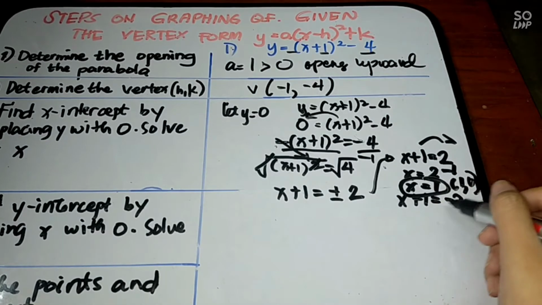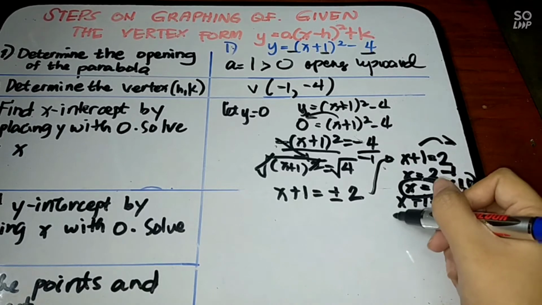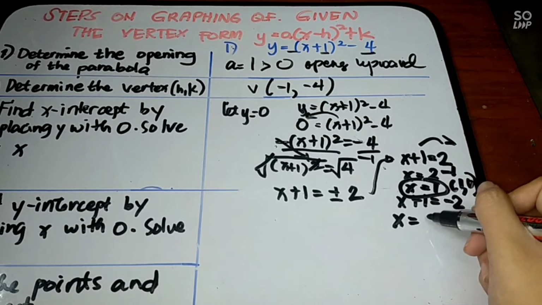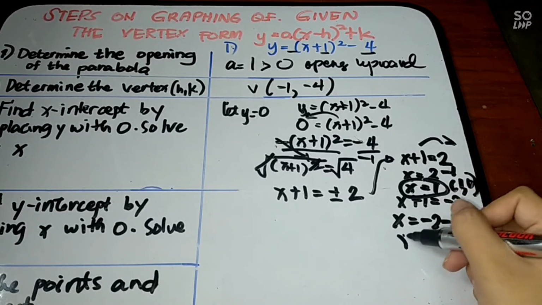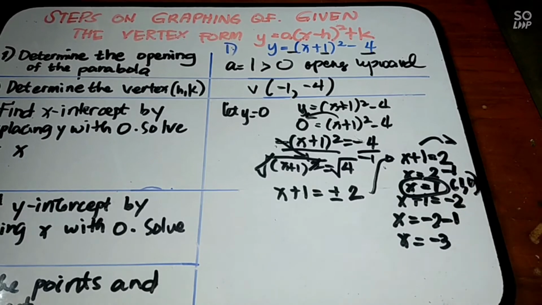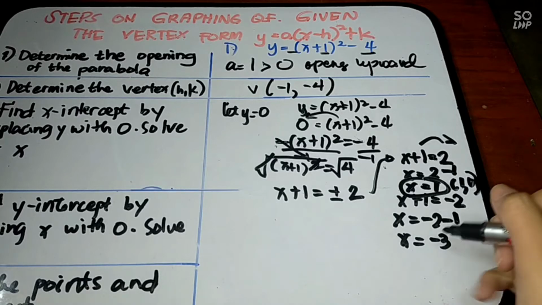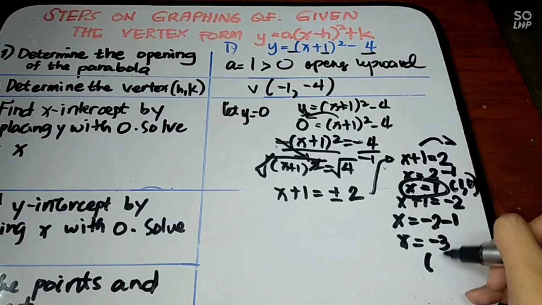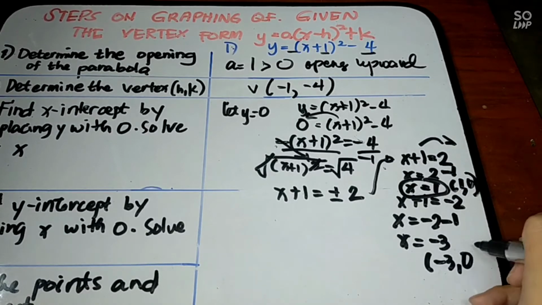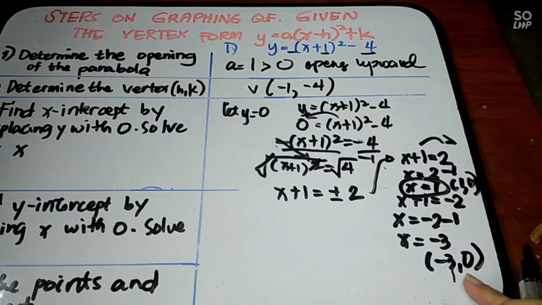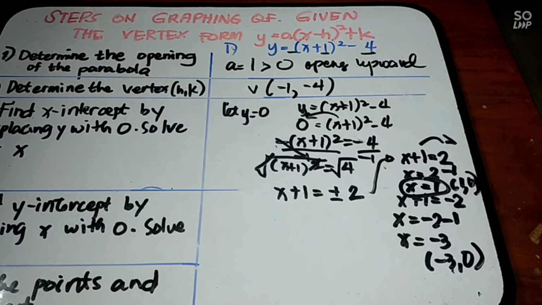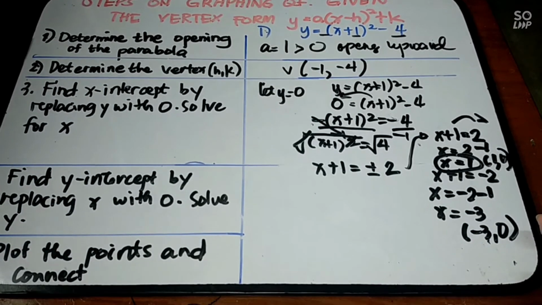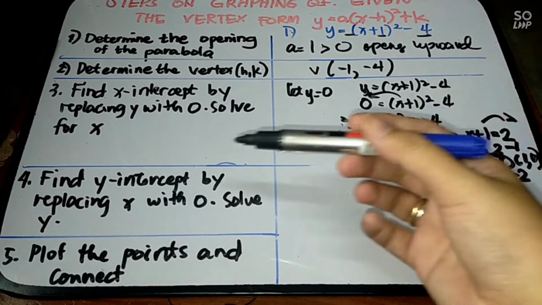Next tayo, ito, x plus 1 equals negative 2. So, solve. x is equal to negative 2. Yung negative 1, lipat mo, it becomes negative 1. So, x is equal to negative 3. Nagets? Then, your x-intercept therefore is negative 3 and then 0. This is the other point. So, meron ka nang tatlong points. Vertex, then dalawang x-intercept. Okay? Next tayo. We have the next step.